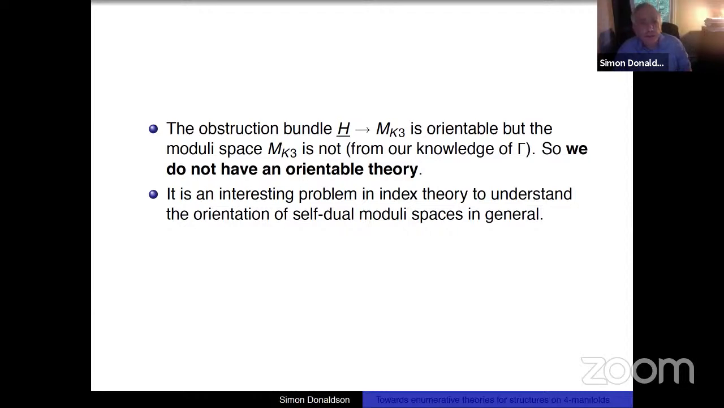So we're in the situation where we have an obstruction bundle. The dimension of the moduli space is too large, but we have an obstruction bundle, and that bundle is orientable. But from our knowledge of this group gamma, we can see that the moduli space M3 is not orientable. So in this situation, we don't have an orientable theory. It's an interesting problem in index theory to understand how the theory of orientations of these self-dual moduli spaces works in general.